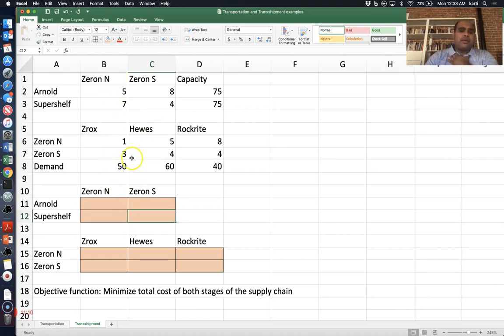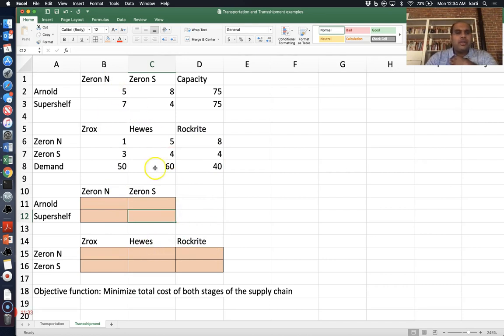The cost of the second part of the supply chain, which is transportation and installation at the demand locations, will be $1 times the number, $5 times this number, $8 times this number, $3 times this number, $4 times this number, and $4 times this number. So again, we're going to multiply the corresponding values together.